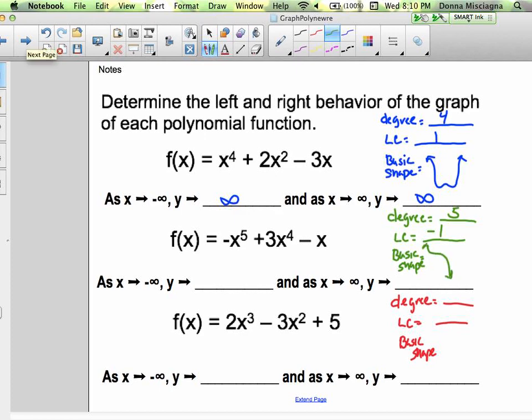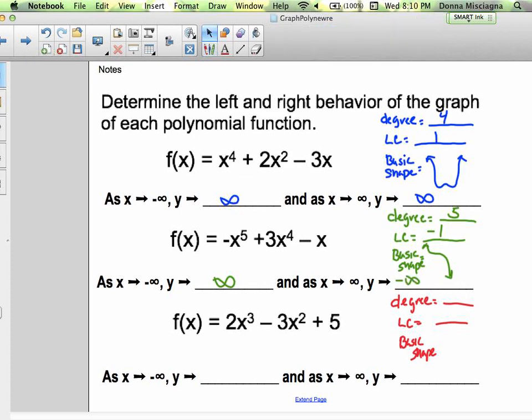If it's starting high, that means as x goes to negative infinity, y has to go to infinity because high is infinity. As x goes to positive infinity, y goes to, right? So it starts high, ends low, right? So if it's low, what's low? Negative infinity.